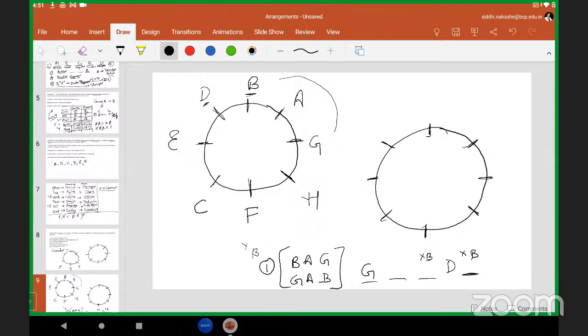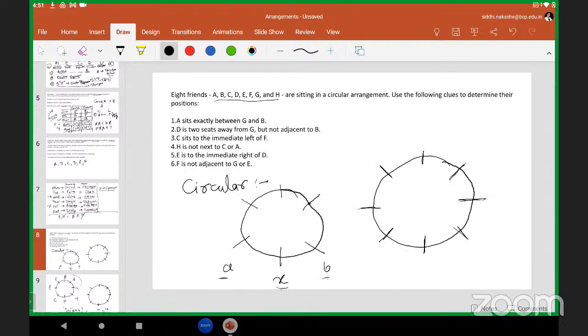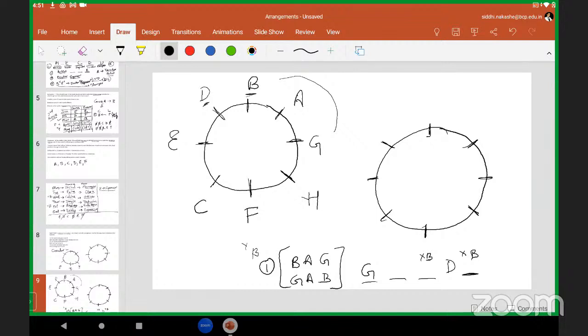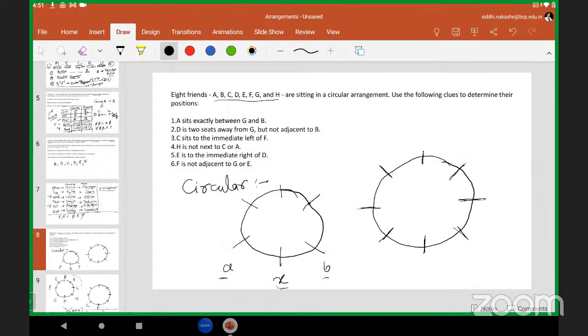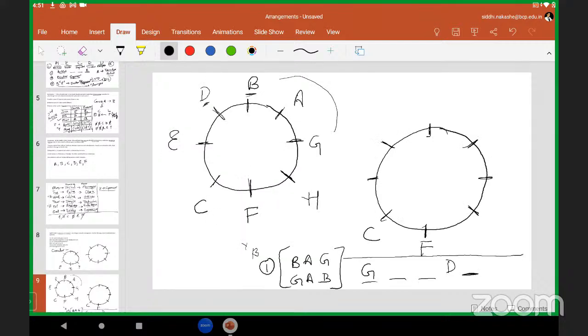Fine. And then we have C is to the immediate left of F. So we'll solve this again. C is to the immediate left of F. Fine. So let's start again. So what is the next condition again? H is not next to C or A. Okay, so H is not next to C, so H won't be here. So if we are solving this, H won't be here. And again, we'll write a condition that H is not close to A.